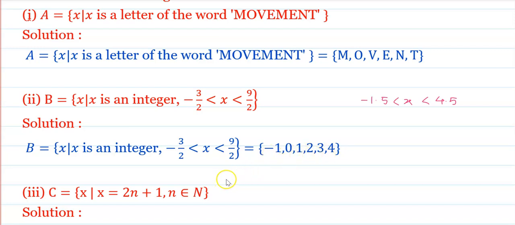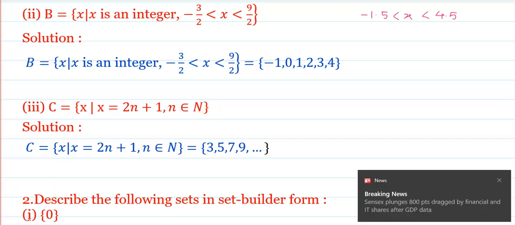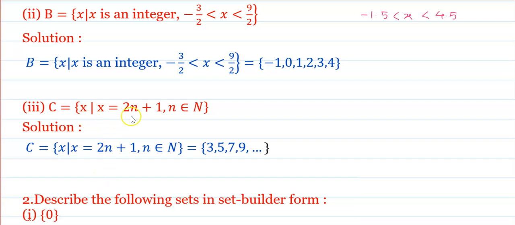Okay. Now the next set is C is equal to x such that x is equal to 2n plus 1, where n belongs to the set of natural numbers. Okay. Now in this case, x is such that x is equal to 2n plus 1, where n belongs to the set of natural numbers. If I take first n is equal to 1, then you will get x is equal to 2 into 1 plus 1. That is 2 plus 1 is equal to 3.